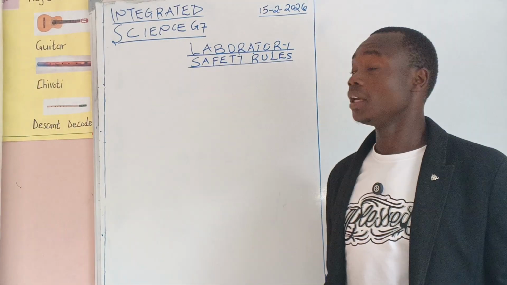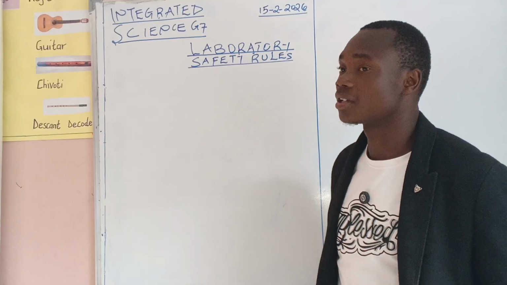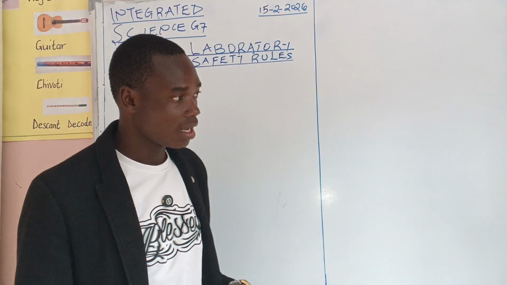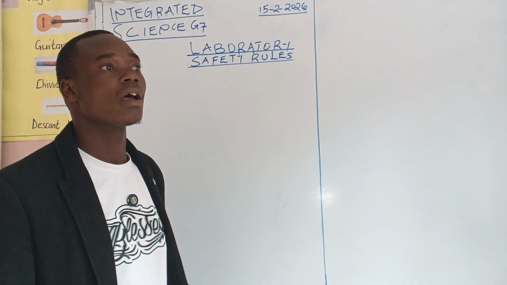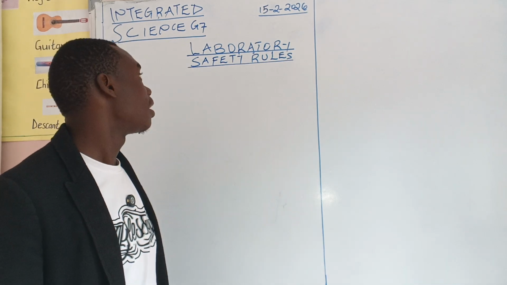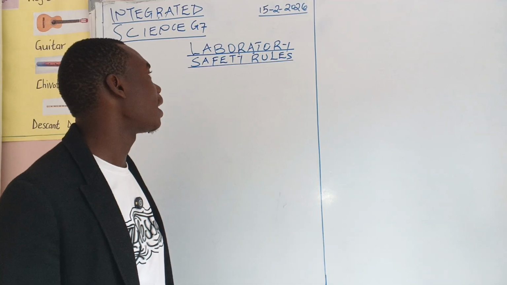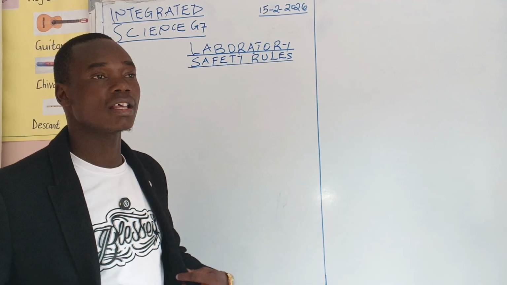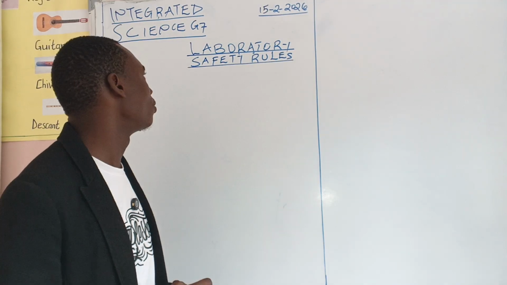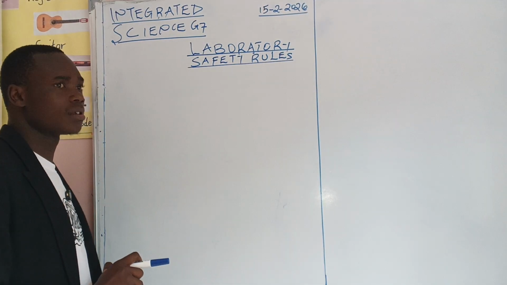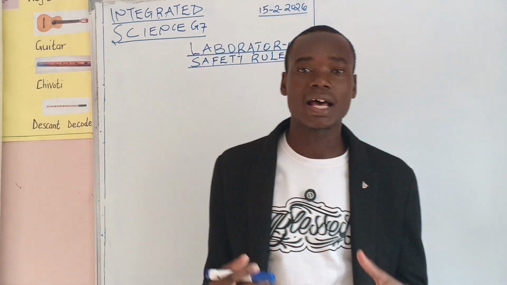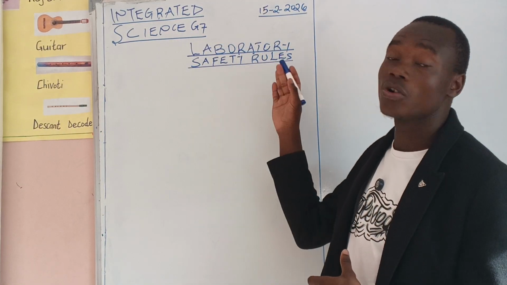The subtopic of today, or rather the substrand of today, is called laboratory safety rules. Last time we met, we talked about the hazards and we saw the dangers within the laboratory, the causes of such hazards, and the safety measures that we can apply in order to prevent ourselves from being harmed, or rather from getting accidents. Now, laboratory safety rules. These are some of the rules that we need to know and apply as we work within a laboratory setup.